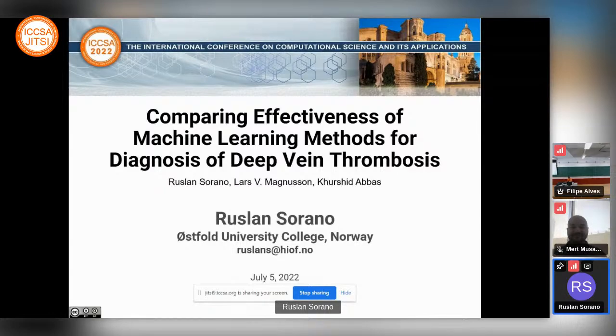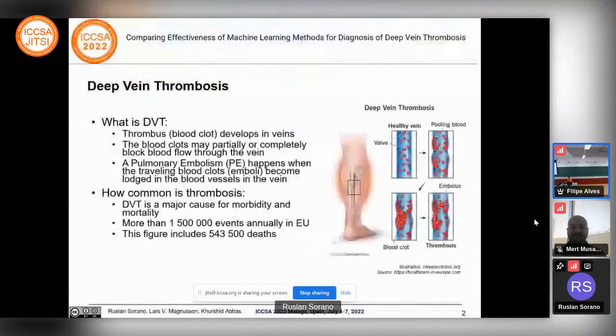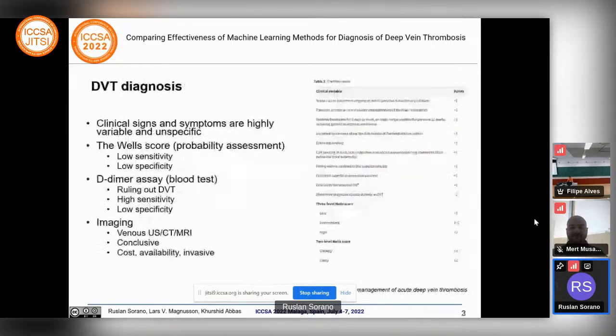Okay. Well, Felipe read the title, so just quick background and motivation. Deep vein thrombosis is one of the major causes of morbidity and mortality. It's when a blood clot forms in the vein. Then it can block the vein completely, or it can dislodge and block the lung air supply, and that's almost immediate death. So it's one of the very serious diseases.